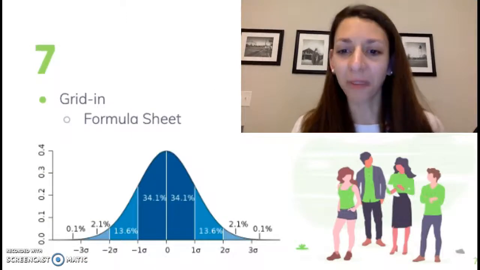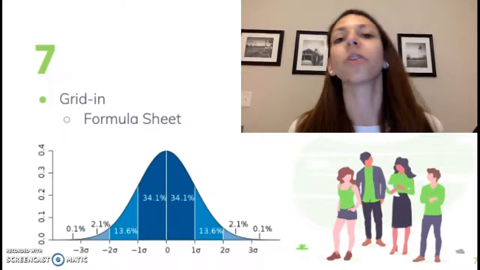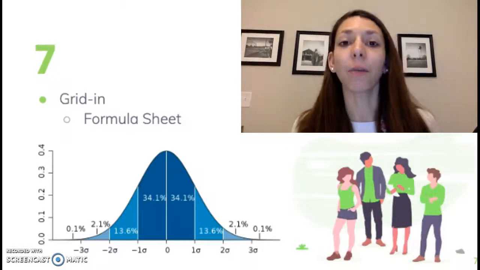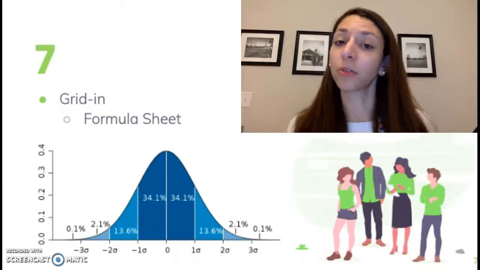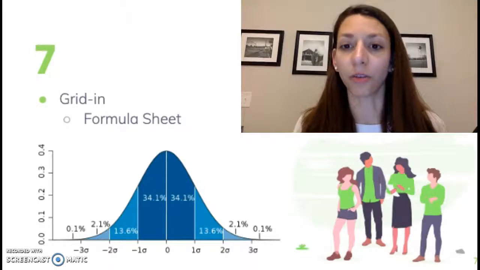Coming in at number 8, let's start talking about the grid-in questions. Now, when most people think of grid-in questions, they're going to associate them with math questions. This is not the only place on the exam where math can show up. You may see math in the multiple choice, you may see math problems in the FRQ, but most commonly they will appear within the grid-in section.